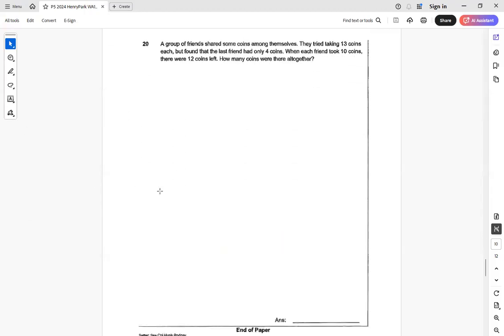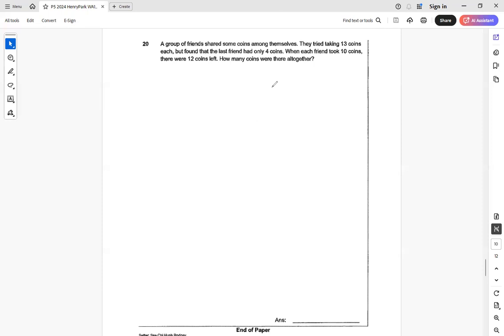And this is also the last question. Okay, question 20. A group of friends shared some coins among themselves. They tried taking 13 coins each, but found that their last friend only had 4 coins. Then, when each friend took 10 coins, there were 12 coins left. How many coins were there altogether?